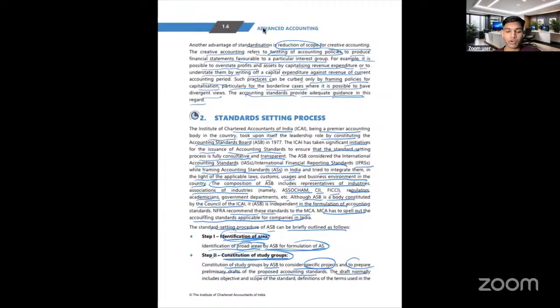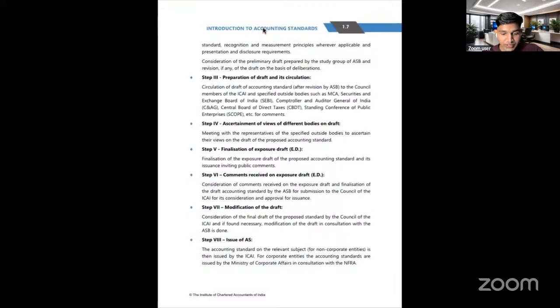The draft normally includes objectives and scope of the standard, then definitions of the terms used in the standard, then recognition and measurement principles wherever applicable, and presentation and disclosure requirements. Consideration of the preliminary draft prepared by the study group of ASB and the revision, if any, of the draft on the basis of deliberations.